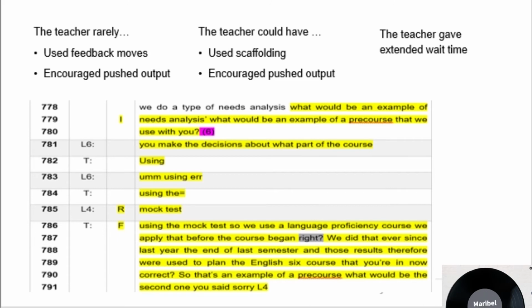The teacher did, however, give extended wait time, which is highlighted in pink. This extended wait time could have served to give the student the opportunity to contribute with an extended answer. As we can see, however, this was not the case as the sentences are incomplete.